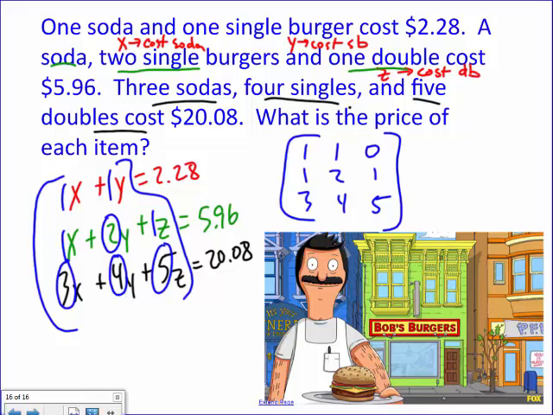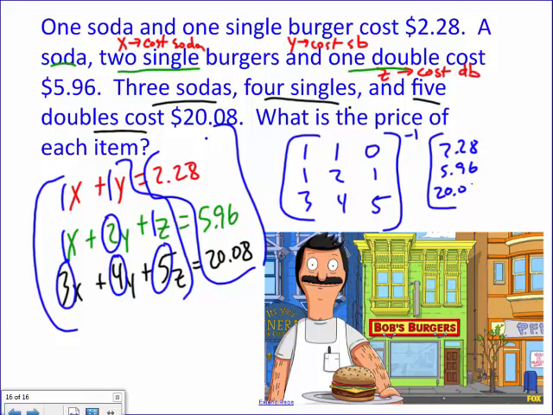And I'd end up doing the inverse of that, right? And I would multiply it by my answers here, the matrix of the answer. So it'd be 2.28 and 5.96 and 20.08. So I'd have to get those typed into the calculator. Okay, I'm sure you could finish that out if you'd like, but just know that you can apply this to story problems as well.